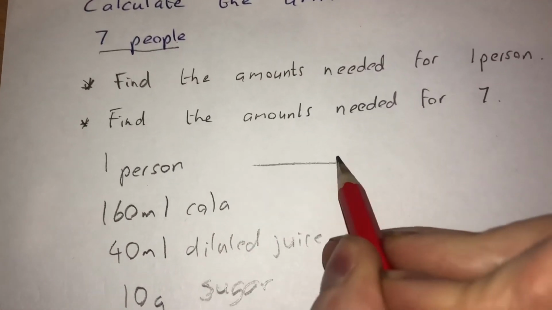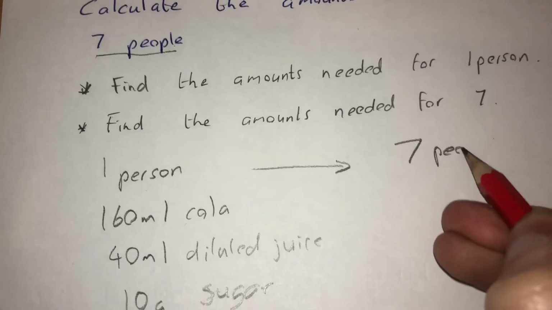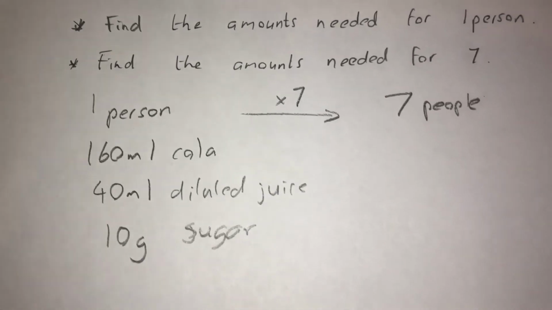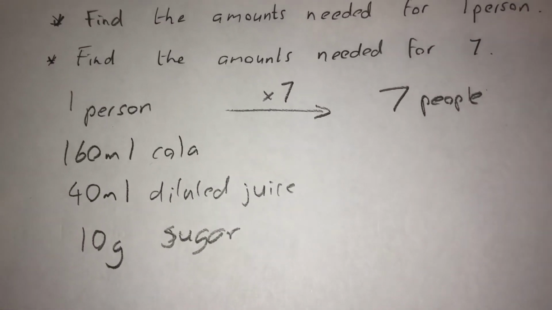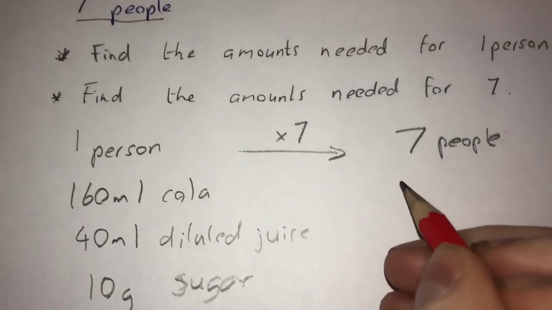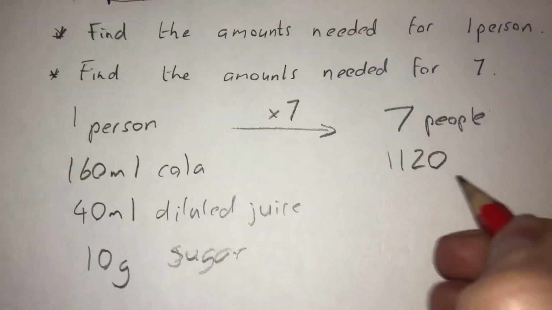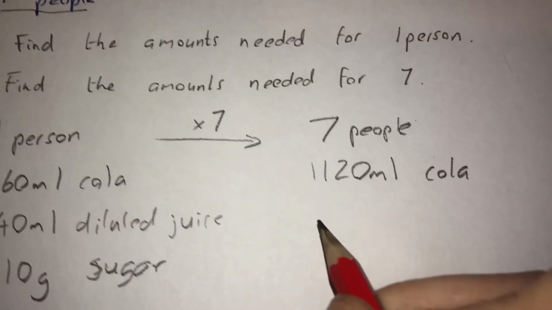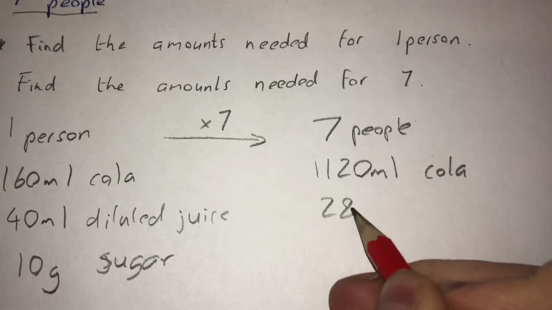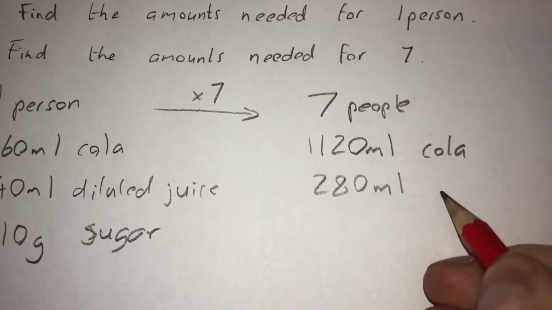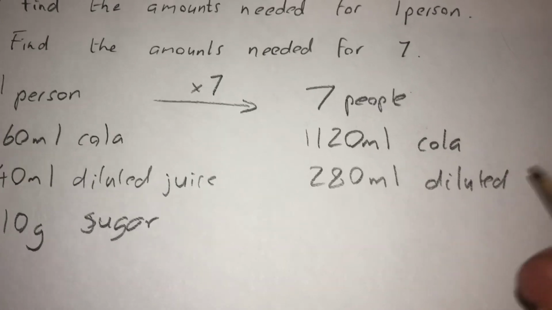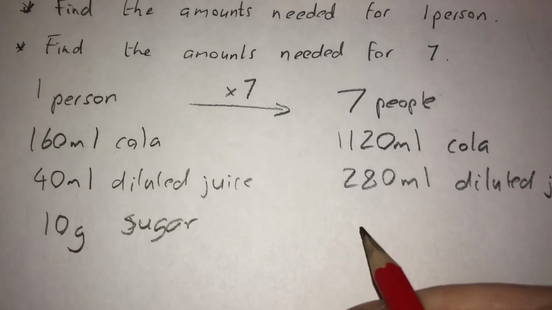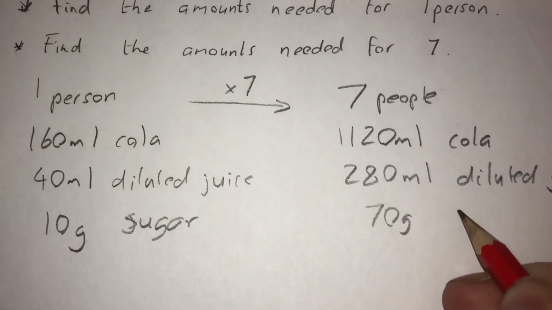Now to get from one person to 7 for my final answer, I'm going to multiply each of these amounts by 7. So 160 by 7 is 1,120 milliliters of cola. 40 by 7 is 280 milliliters of diluted juice. And 10 multiplied by 7 is 70, so 70 grams of sugar.